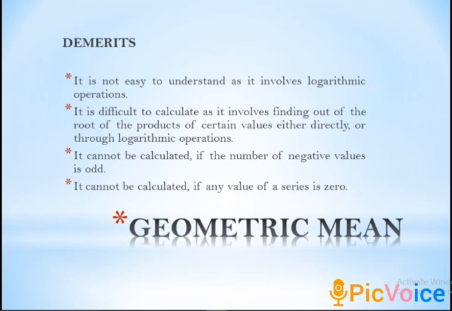Number third है, it cannot be calculated even if the number of negative values is odd. Fourth है, it cannot be calculated if any value of a series is 0.